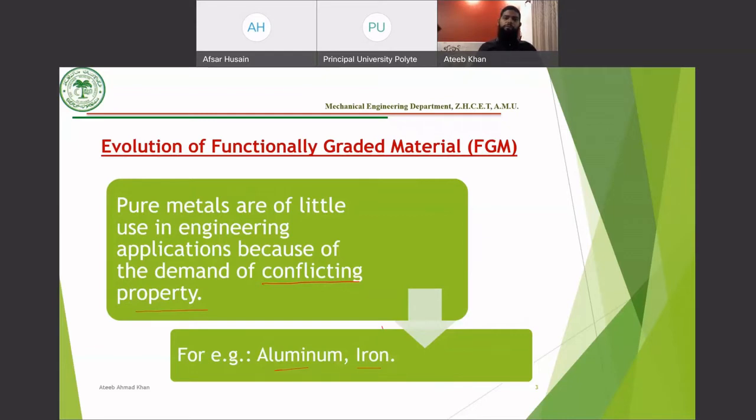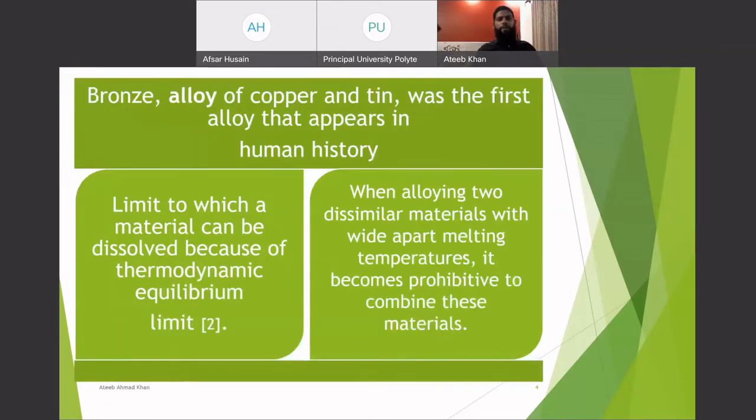Now, this problem of conflicting properties can be solved with alloying. Bronze, which is an alloy of copper and tin, was the first alloy that appears in human history. The reason for alloying tin with copper is that tin increases the machinability and the hardness of the copper. So when both of them are combined, they form bronze, which is a useful metal in human history. As you all know, we have a dedicated Bronze Age in human history. And the reason for using copper is to increase the ductility of the material.